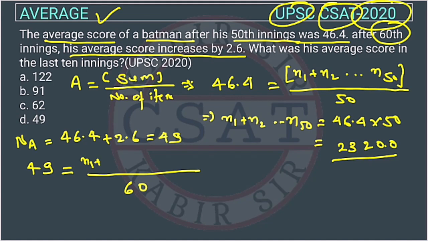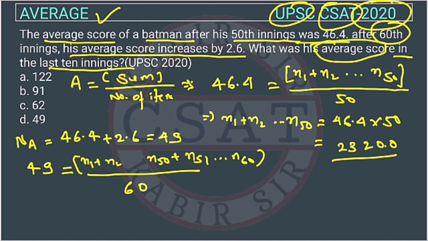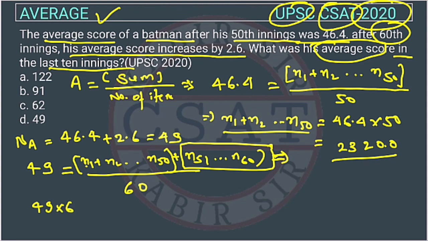So here N1 plus N2 and so on, then 50 and 51, the same will go till 60. So what was his average score in the last 10 innings? He is asking about this. We have to calculate the average score of these innings. We know N1 plus N2 till N50 we have calculated here. So this 60 will go this side, so it will be 49 into 60, and this is 2320 plus N51 till N60.